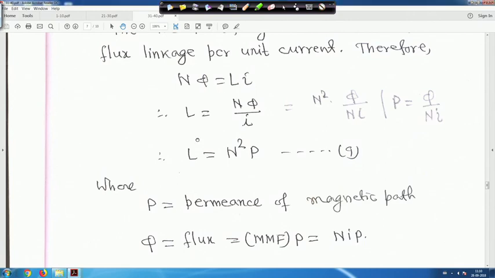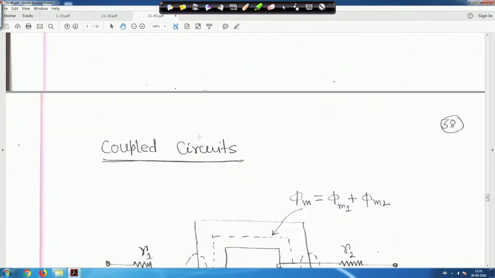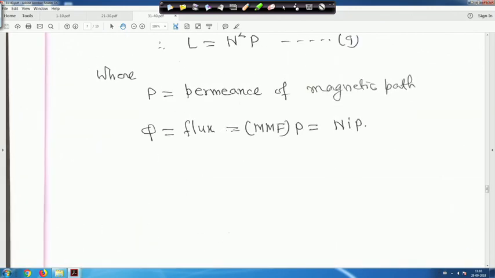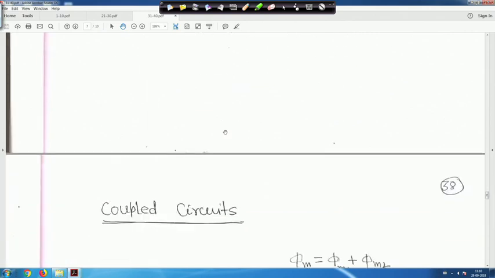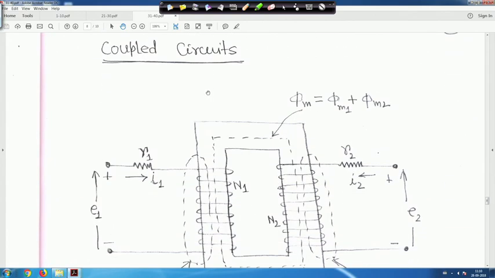So, this is for a simple linear circuit, and next we will take the coupled circuit first, before taking the synchronous machine.